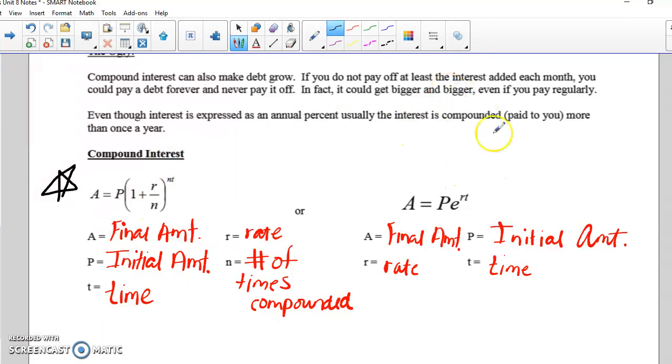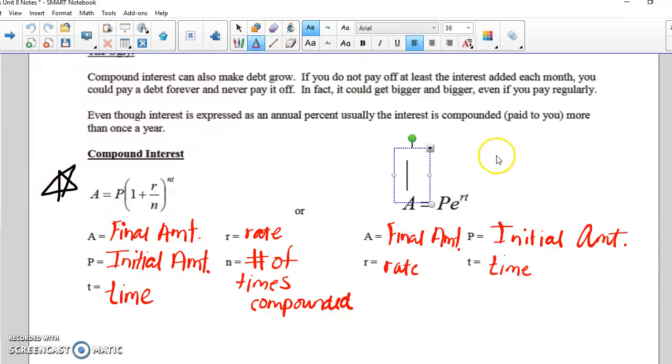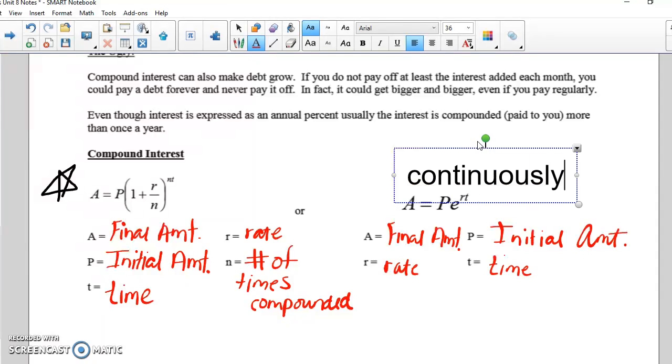Over here, A equals P times e to the rt, so that e is that 2.72 number. You'll use your calculator and actually plug in e. This is for if we compound continuously. So I'll go ahead and write that in: compounded, or here, continuously. We're going to use this equation if it says the interest is being compounded continuously. Again, same variables, but they look a little bit different. Alright, so let's go ahead and start to apply these.